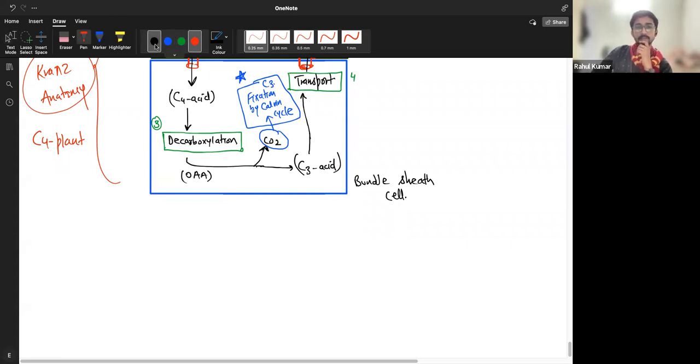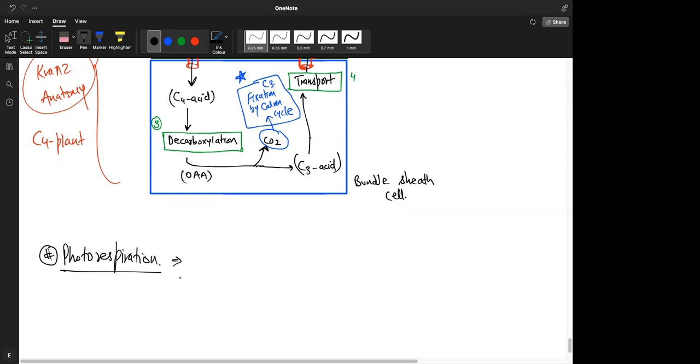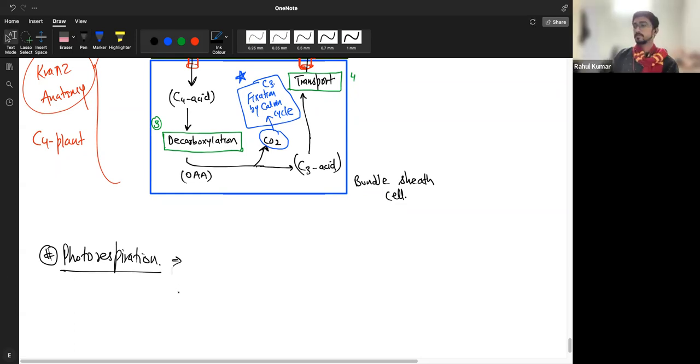So write down photorespiration. Let me end with photorespiration today. Is it clear to you, Iram and Vaziha? Yes, sir. Okay. So write down, in C3 plants, sometimes oxygen binds to rubisco. Oxygen binds to rubisco instead of CO2.